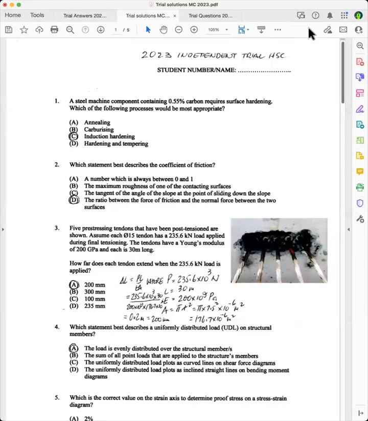Year 12. This tutorial, I'd like to go over the solutions for the 2023 Independent Trial HSC. So I will start with the multiple choice questions.